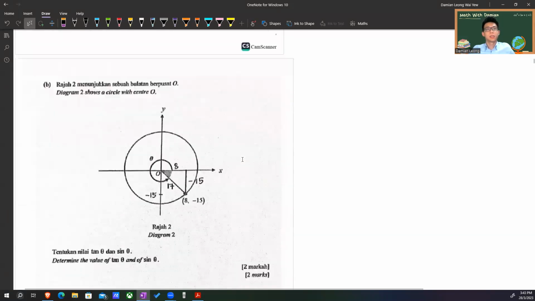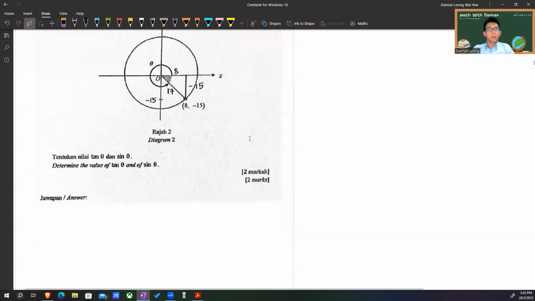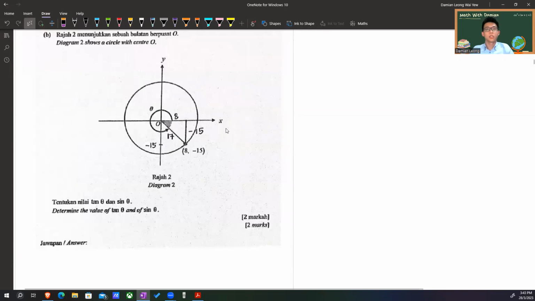Then part B. Determine the values of tangent theta and sine theta. So I have this circle. Theta is all the way until here. So we need to determine using ASTC whether it's positive or negative.